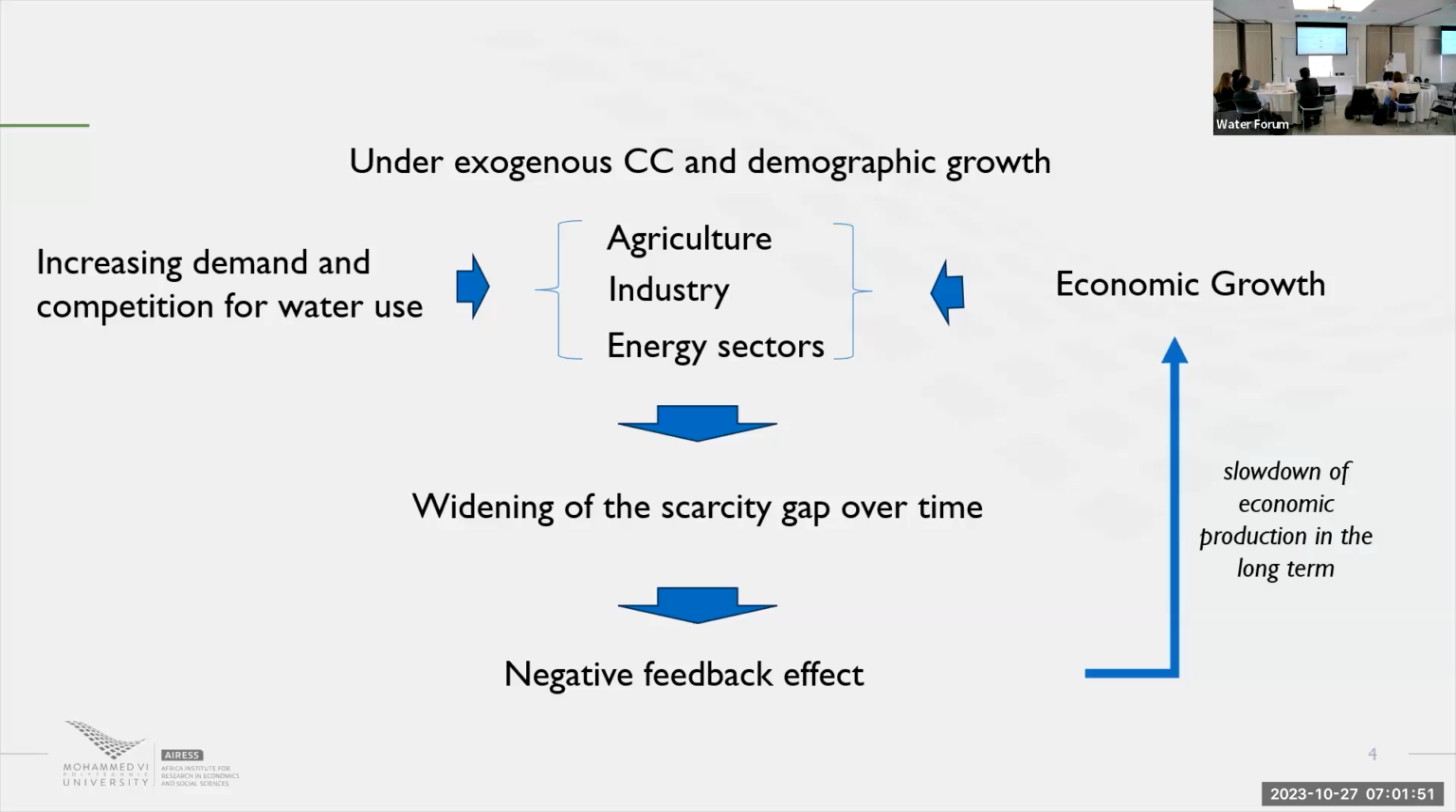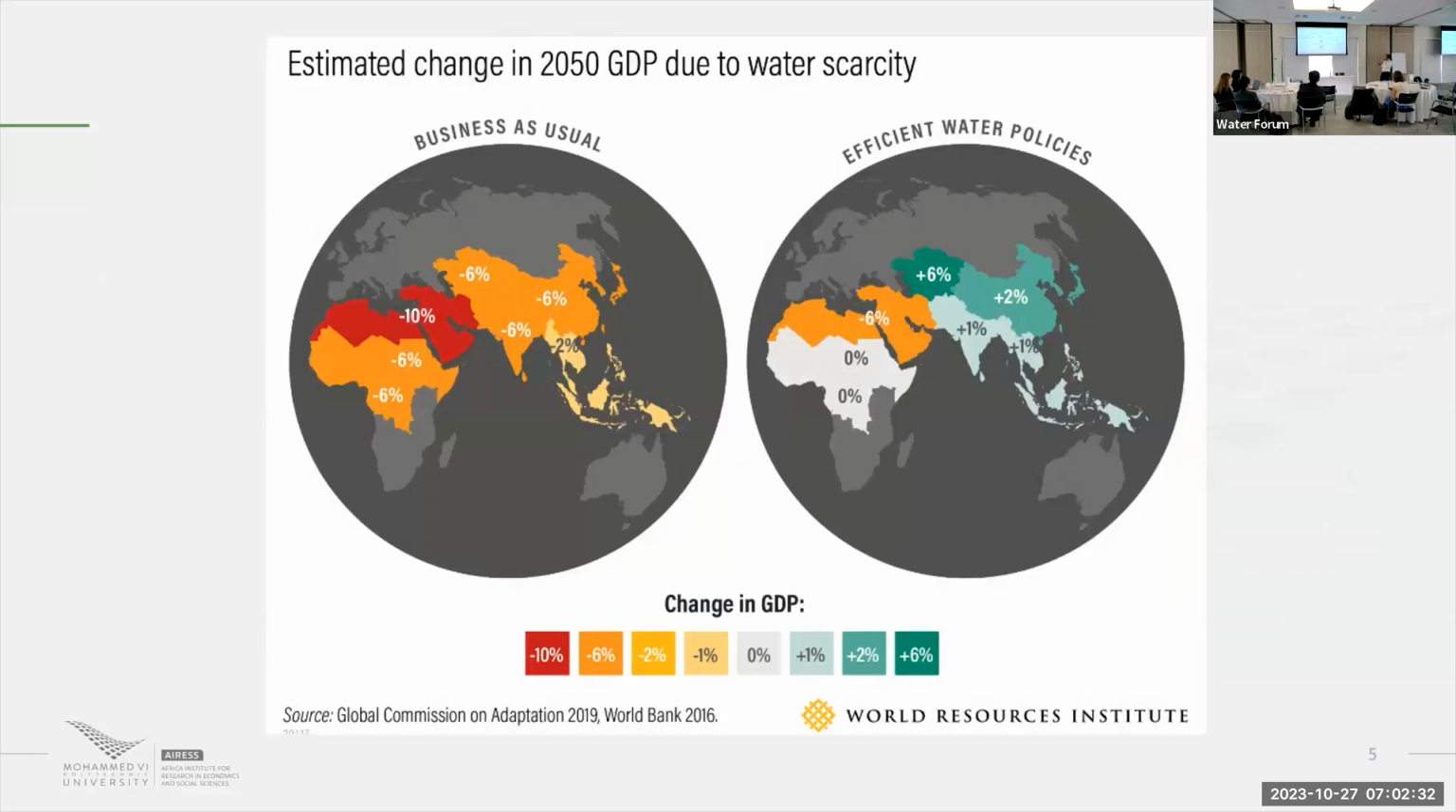With increasing scarcity and water stress, we have an increase of competition within the economy about the use of water, mainly in sectors that are highly dependent on water, like agriculture, industry, and energy. And this intensification of competition widens the scarcity gap within these economies. And widening this scarcity gap will produce a negative feedback on growth within these economies. So economic growth will be affected negatively, slowing down economic production in the long term because of this increase of competition around water use.